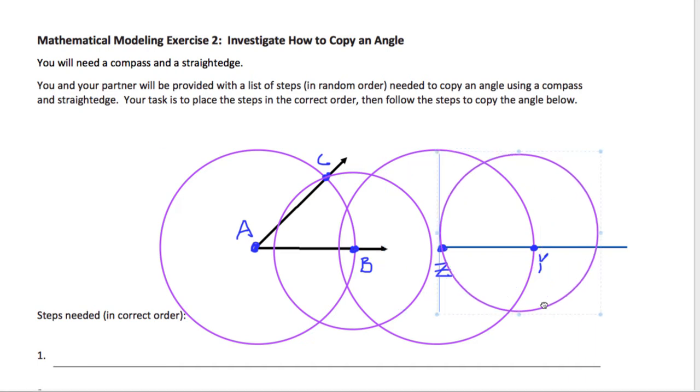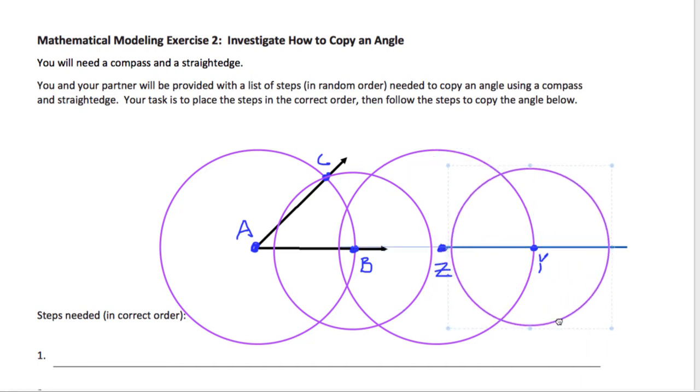I'm putting that circle around Y. And then that intersection point right up here, we're going to call that X. Somehow there should be an intersection point up here labeled X. It's just measuring between Y and X is the same distance between B and C. And then we make a ray from Z to X, and we have copied the angle.